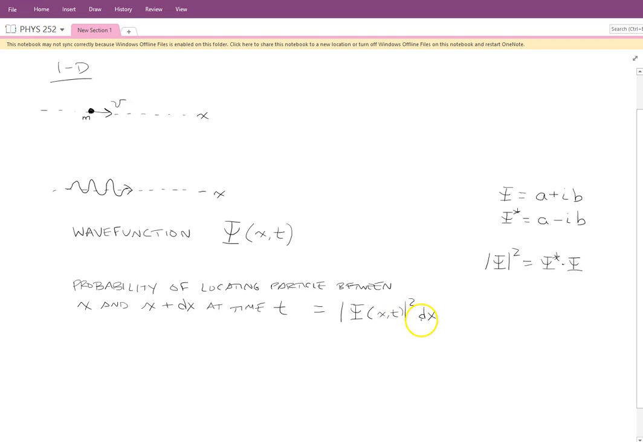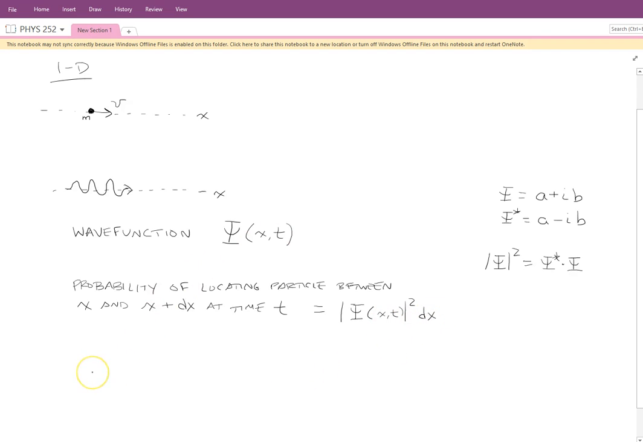So if you multiply by some infinitesimal distance dx, you'll get the value of that probability at x to x plus dx. You'll get it over some small range of values. Okay. Our function is a function of two variables, so this would be the probability at some time t of locating it between x and x plus dx.